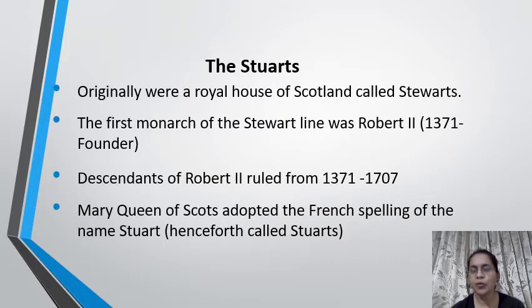Now the Stuarts originally were a royal house of Scotland. They were called the Stewarts. The first monarch of the Stewart line was Robert II, and he ruled from 1371. He was the founder. Now the descendants of Robert II basically ruled from 1371 to 1707. So that would be the entire reign of the Stuarts in Scotland.